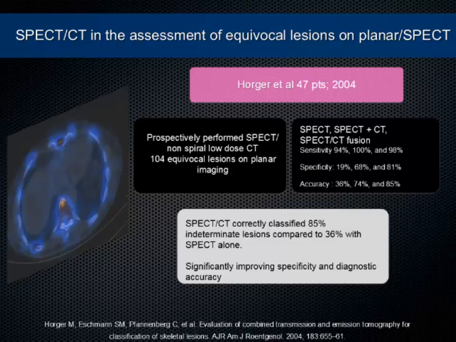So in this paper, they looked at around 40 patients. SPECT CT correctly classified 85% of indeterminate lesions, because when you do a whole body bone scan, if it is a solitary lesion, especially in the ribs or on the spine, it's 50-50. Either you can go that side, this side, depending on the clinical scenario. By doing the SPECT alone, they could make a proper diagnosis only in 36%, but by using the SPECT CT, they could classify 85% of them as definitely benign or malignant.